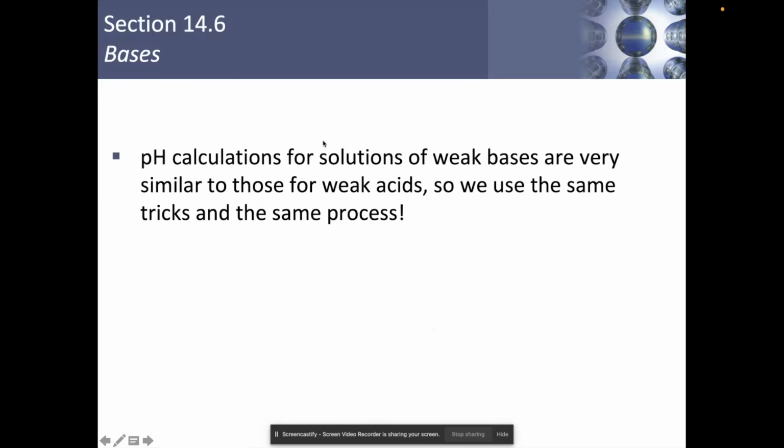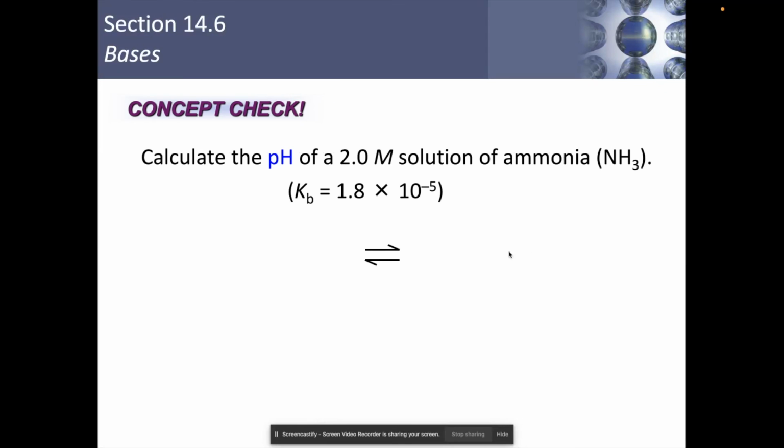Now, pH calculations for weak bases are almost exactly the same. We use the exact same tricks, including our non-quadratic trick, which is always nice. So let's actually do this for a real example. We have calculate the pH of 2.0 moles per liter of ammonia. Notice the Kb value is less than 1 times 10 to the negative 3. That means that I can utilize my shortcut of not having to do a quadratic, which is fantastic.